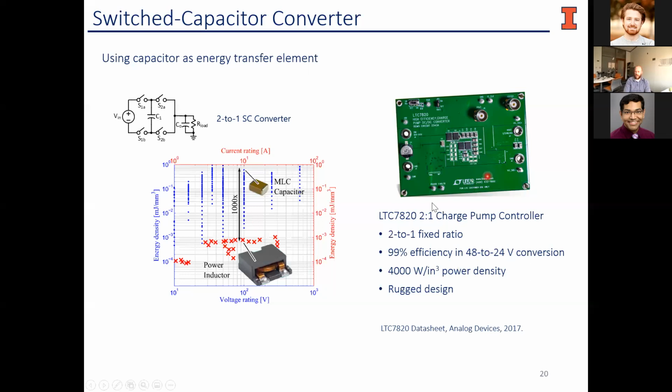So this is a design from Linear Technology. It's a 2-to-1 charge pump controller. It's at a fixed ratio of 2-to-1. It's really efficient because it's a 2-to-1 converter. But they're showing this really high power density and they're claiming it's a rugged design, which it should be a rugged design, right? Everything's surface mount and it operates. But what's the best switched capacitor topology and how can we maybe design that for our 48-to-12 type application as opposed to just this 2-to-1 fixed ratio?